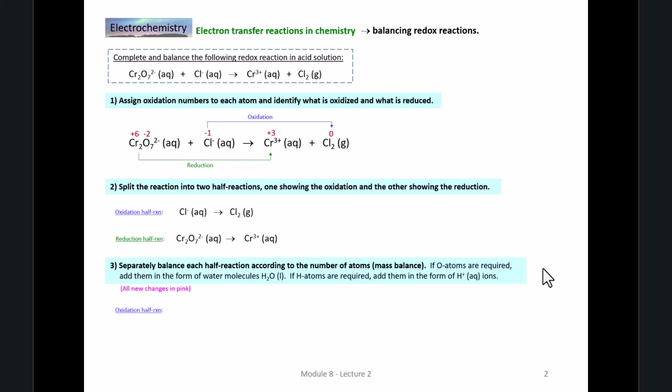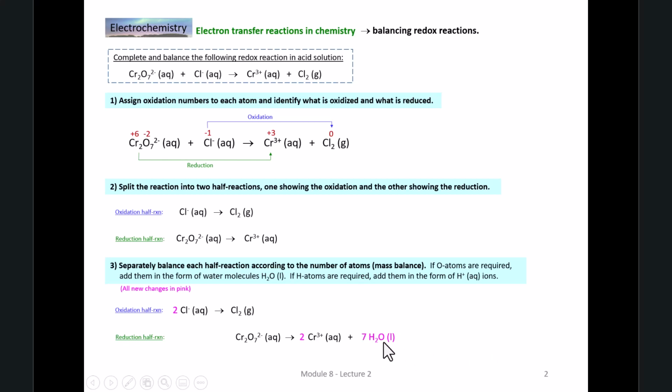So for the oxidation half reaction, we only need to put a 2 in front of the chloride, and now this equation is balanced according to mass, numbers of atoms on each side. For the reduction half reaction, I'll give ourselves a little room and say that we certainly need 2 chromiums on the right to balance the chromiums on the left. We'll take care of the oxygen problem by adding 7 waters on the right.